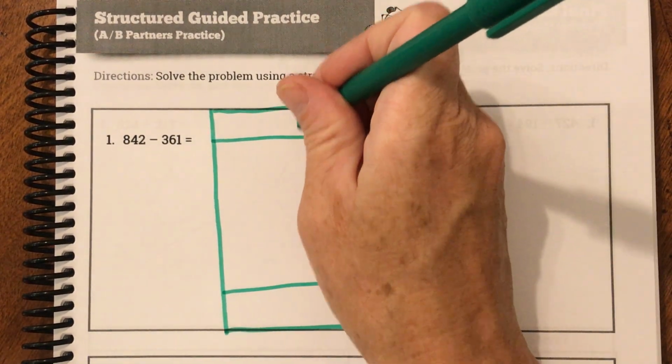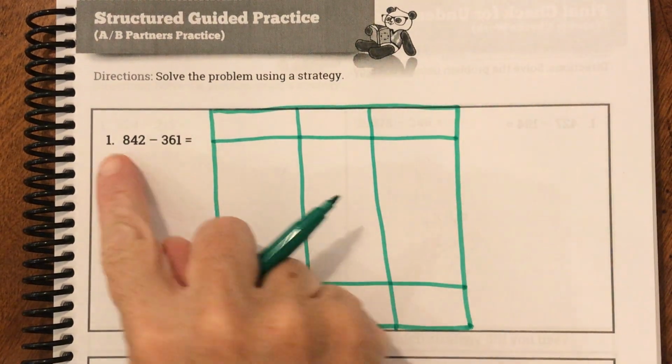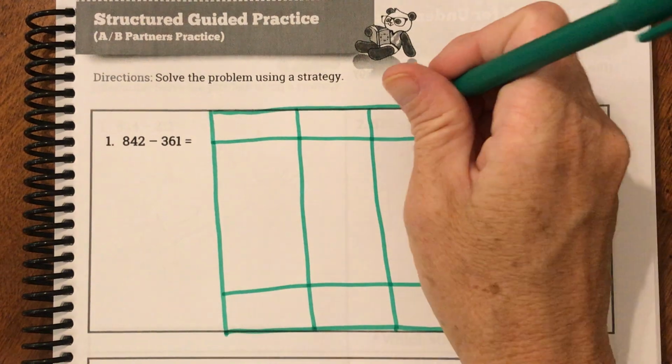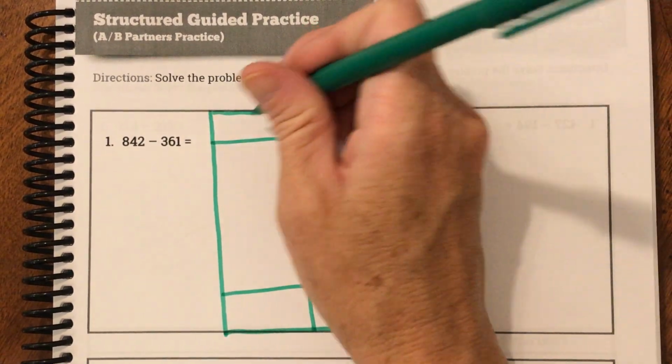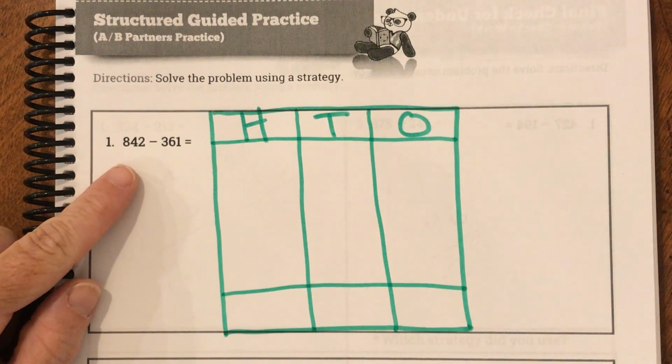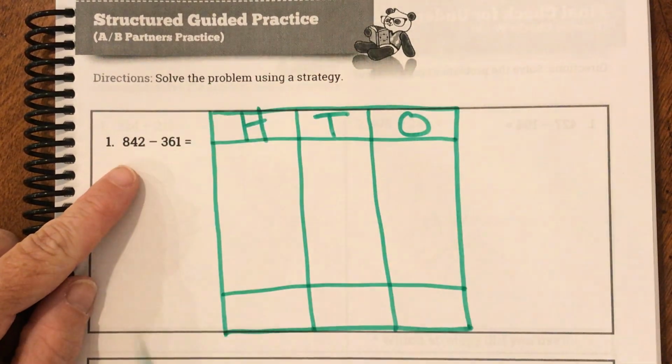And then I'm going to have my columns. So it's a 3-digit take away 3 digits. So 1, 2, 3 columns. So we have ones, tens, and hundreds. Okay, so let's remember in the draw a picture strategy, I'm just going to draw my minuend.